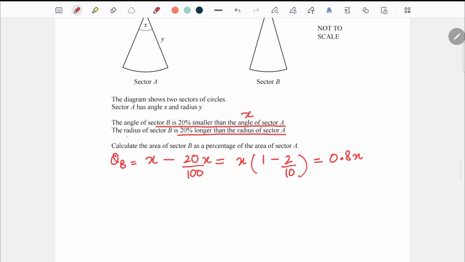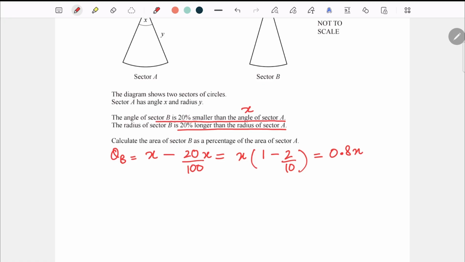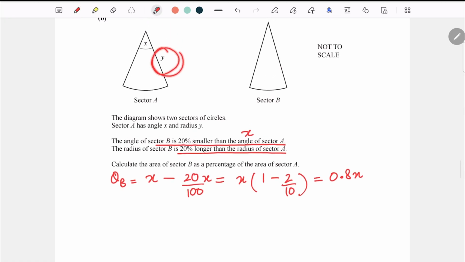Now if we're talking about the radius, the radius of sector B is 20% longer than radius of sector A. Radius of sector A was y, sector B is 20% longer.